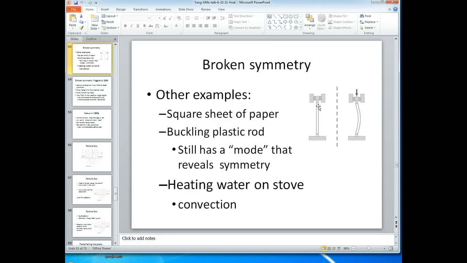A buckling plastic rod. These are good. I got some of these examples from the Wikipedia article on broken symmetry. There's a nice list of examples. If you start out with a perfectly symmetrical plastic rod and then you squeeze it, then it's going to buckle in one direction or another. Just by some sort of minute instability in the rod, it's going to choose a direction. But if you don't shatter it, you just buckle it a little bit.